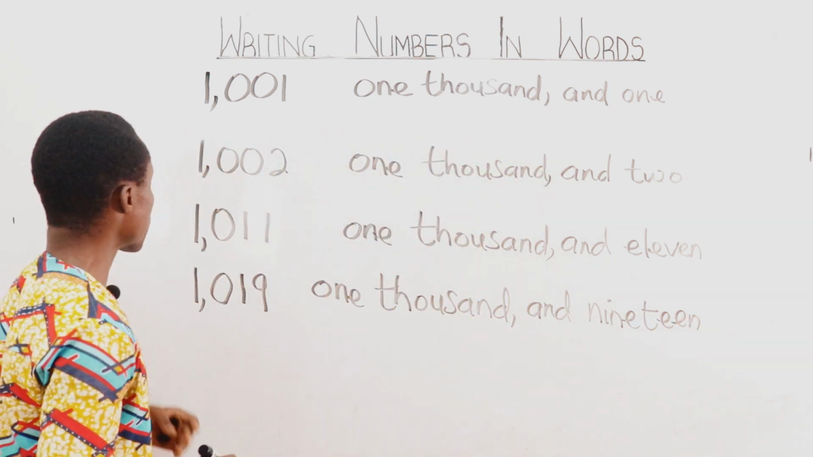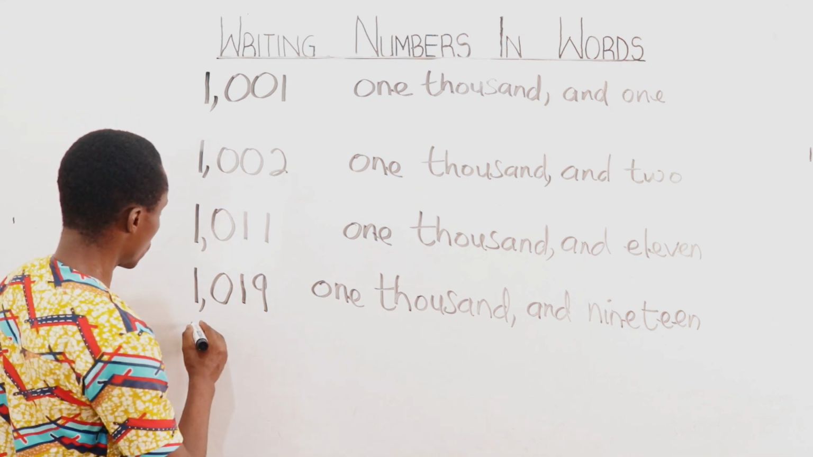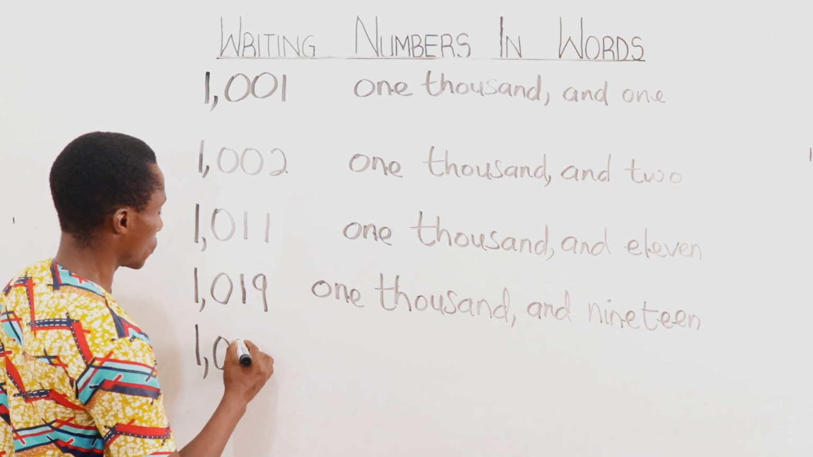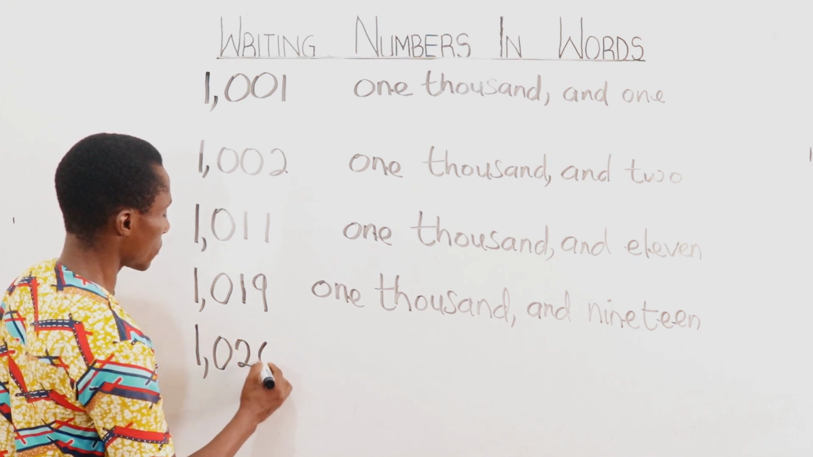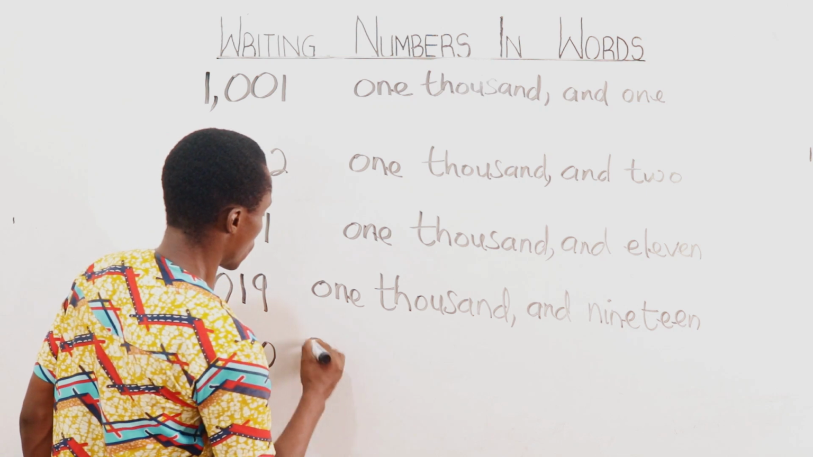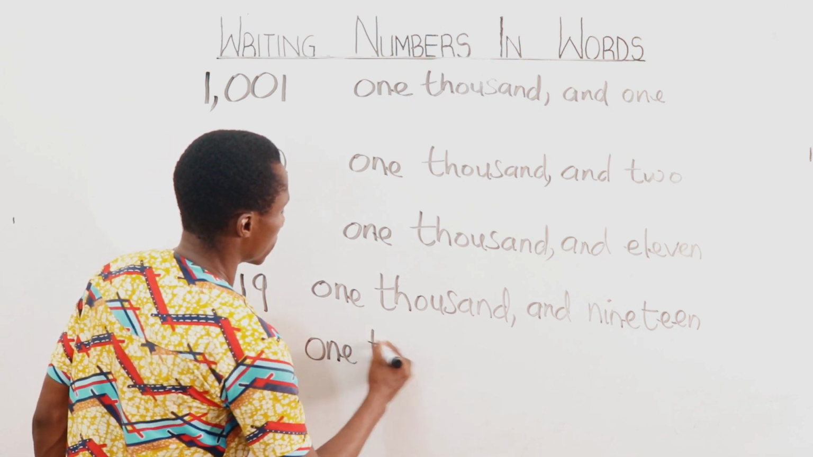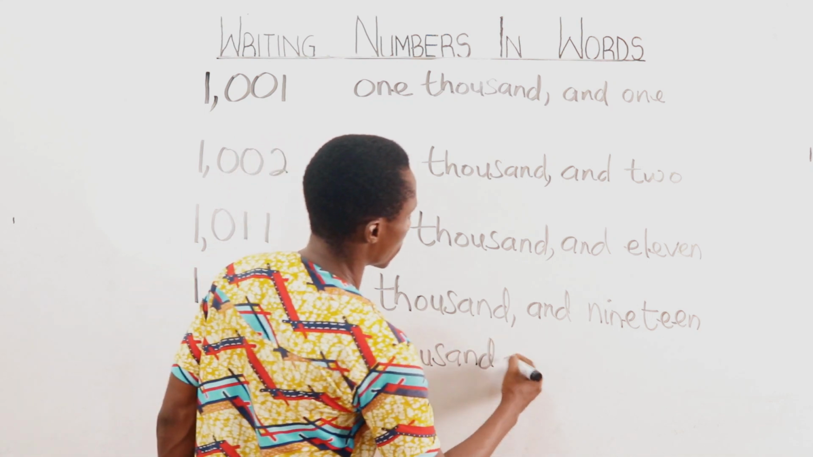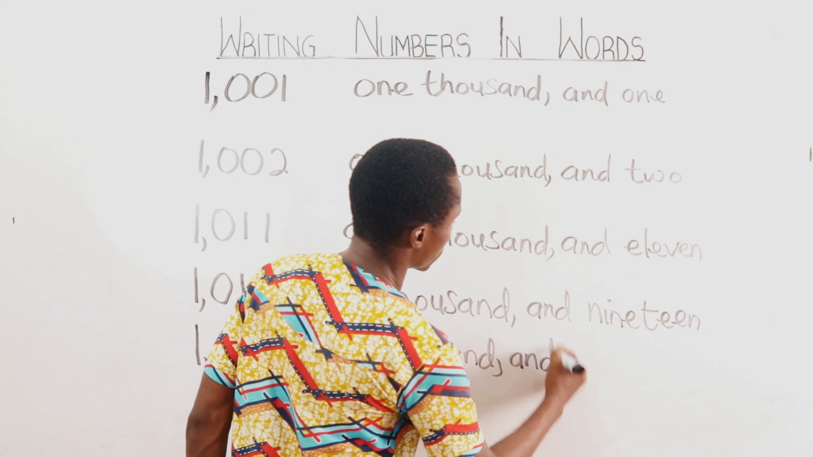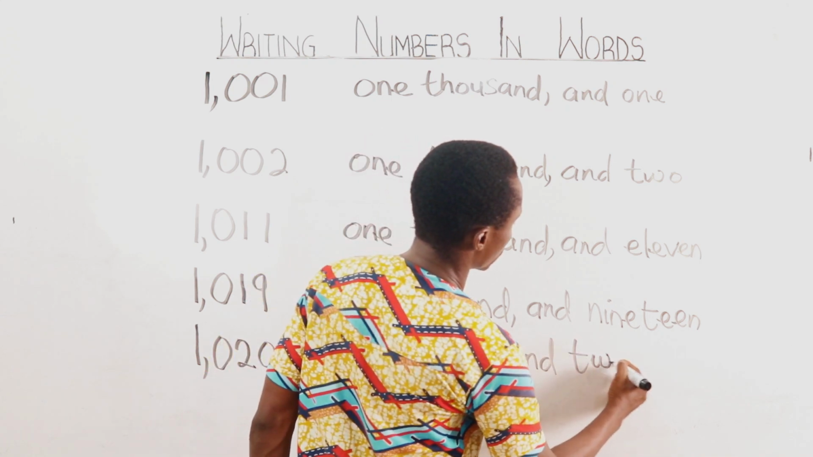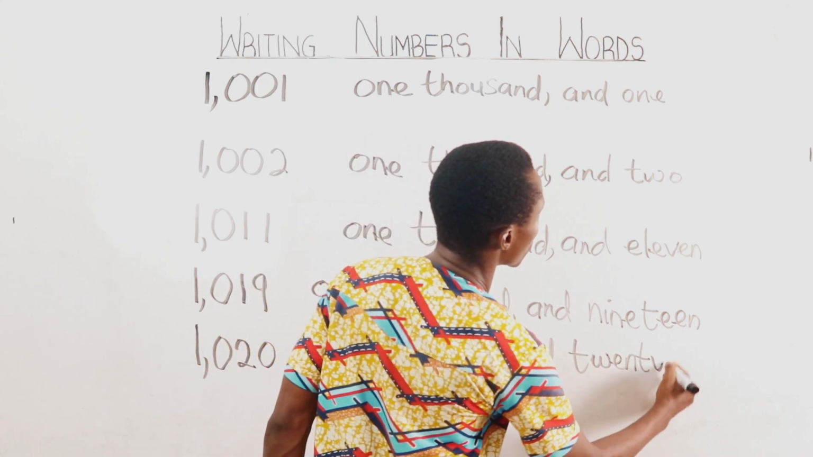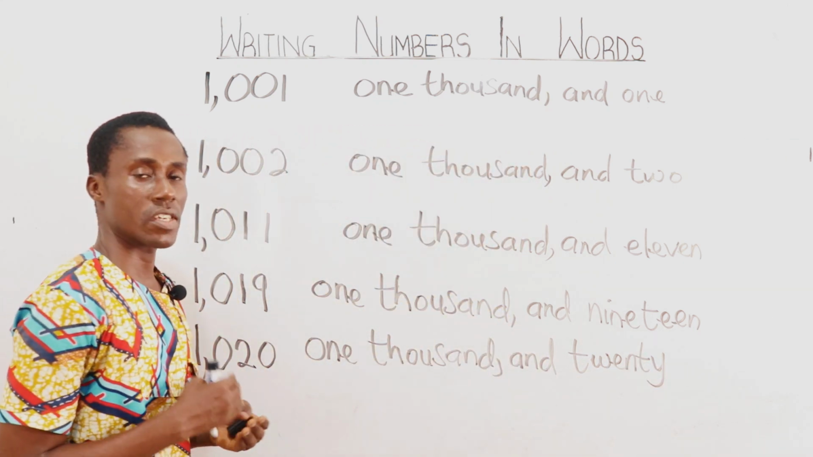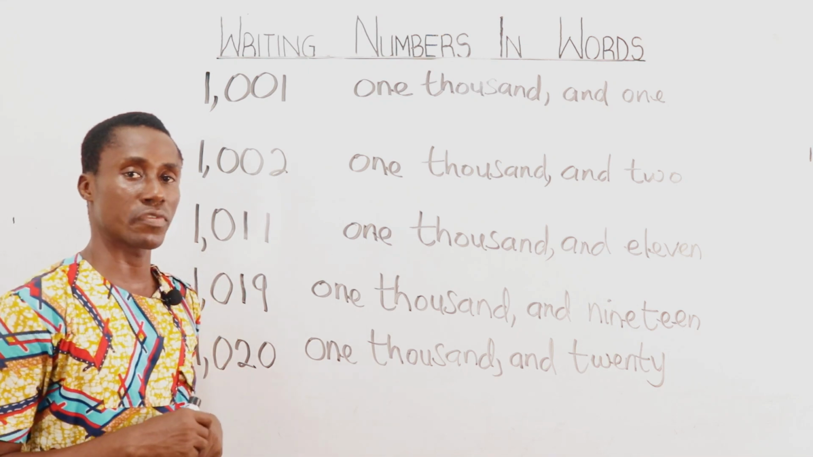Now let's add the tens, okay? So let's say we have 1,020, and that will be 1,000 and 20. So we can add 30, 40, and so on and so forth.